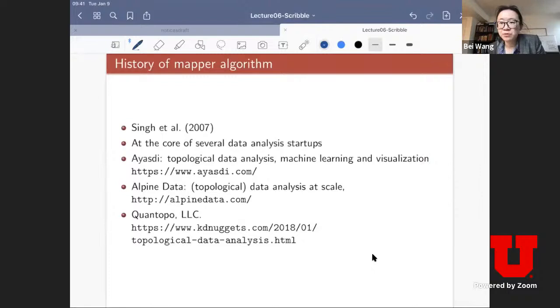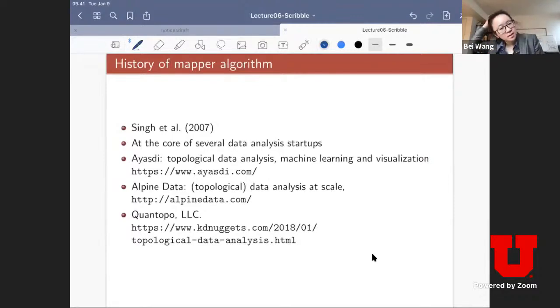And with the remaining time, I can talk about the history of this. The paper came out in 2007, so roughly 13 years ago. It's actually at the core of many data analysis startups. But I was checking recently, and some of those companies have been bought by other companies, right? But Ayasdi, I think, is still alive and well.